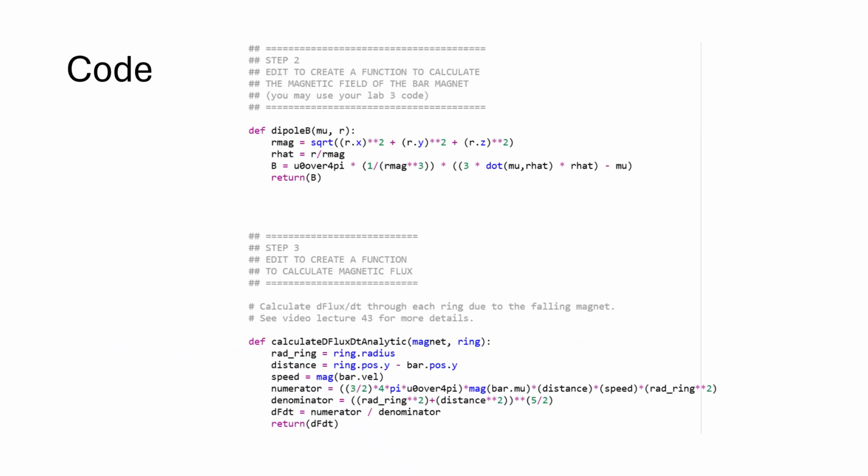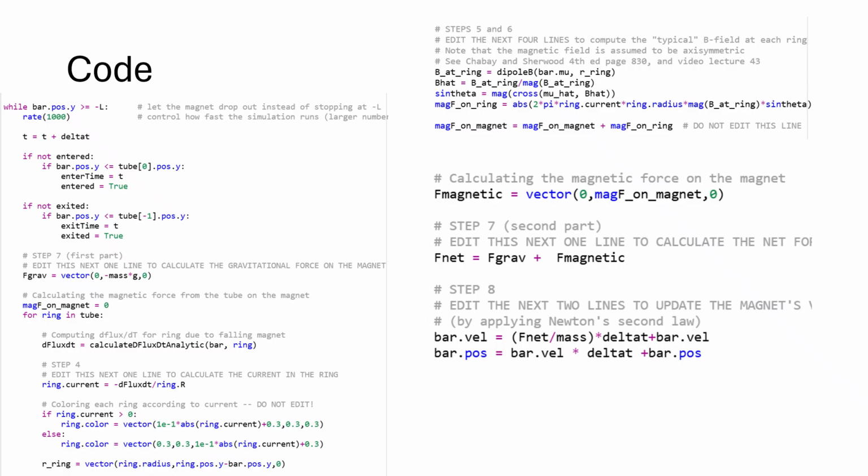Here's the second part of my code, where I created a function to calculate the magnetic field of the dipole, which is the bar magnet, and then another to calculate the magnetic flux of the falling magnet. Here's the last part of my code, which updates the velocity and position of the bar magnet by finding the magnetic force on the bar magnet as well as the gravitational force on the bar magnet, and updating the velocity and position using Newton's second law.